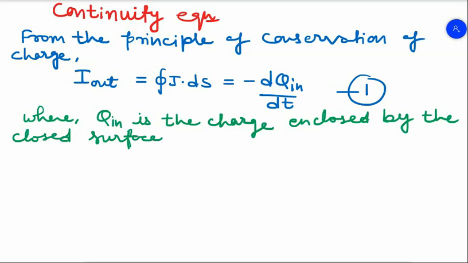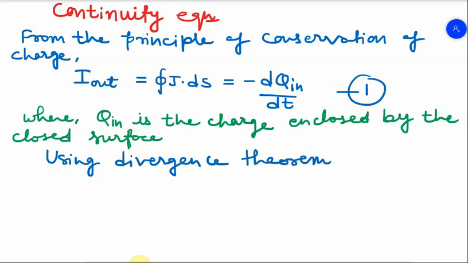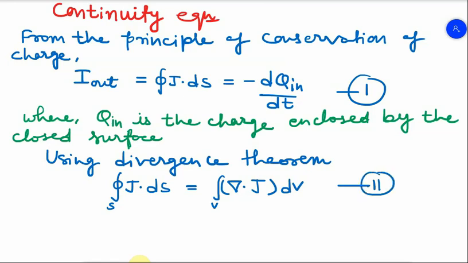Now, using the divergence theorem, which gives us the relation between a surface integral and a volume integral, this J dot dS, the surface integral of the current density, can be written as the volume integral of del dot J dv. So this is your second equation.